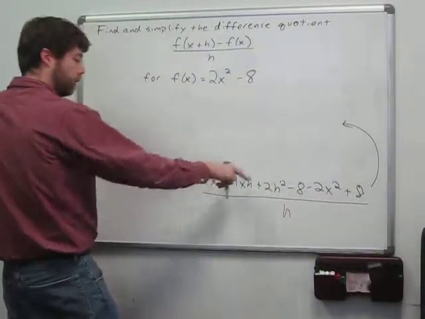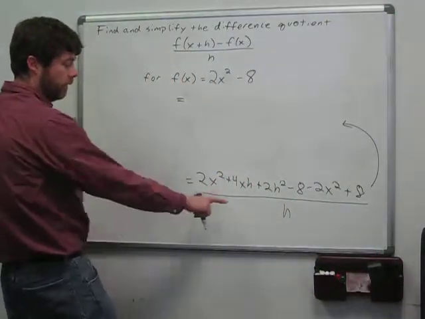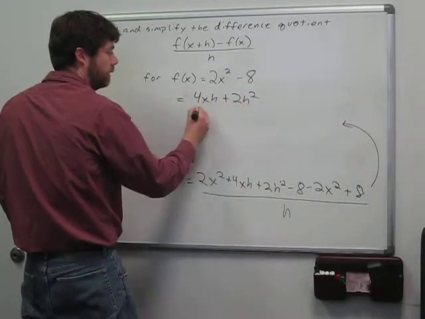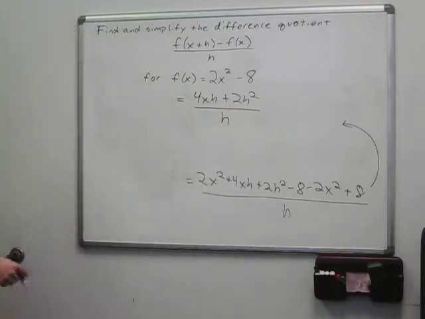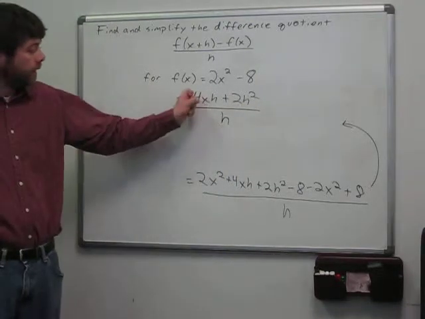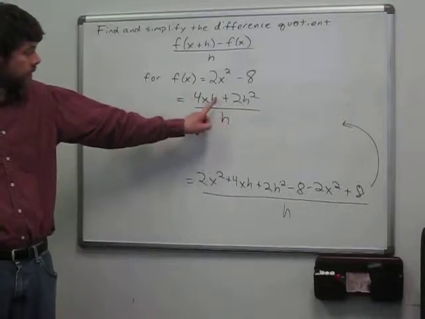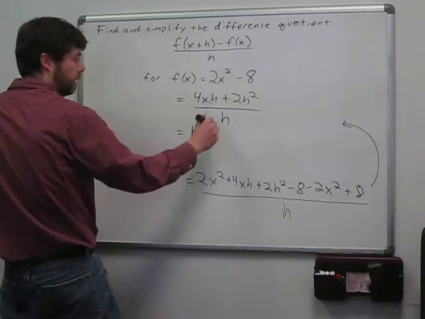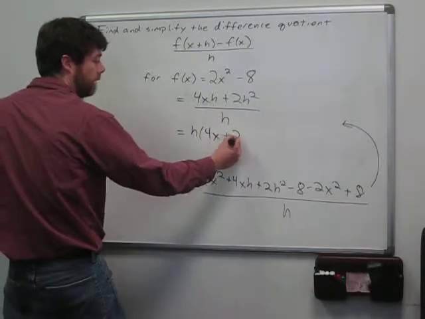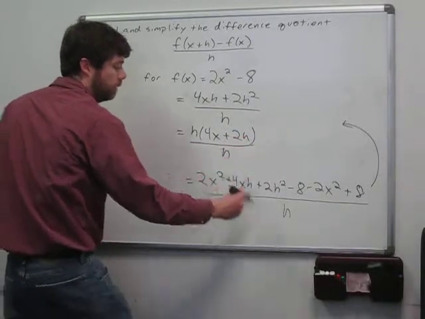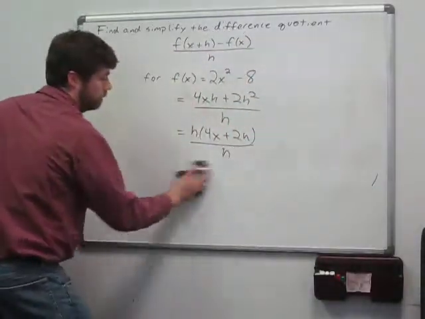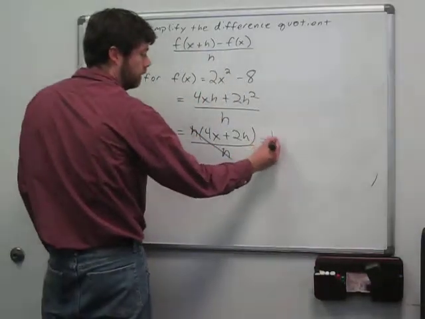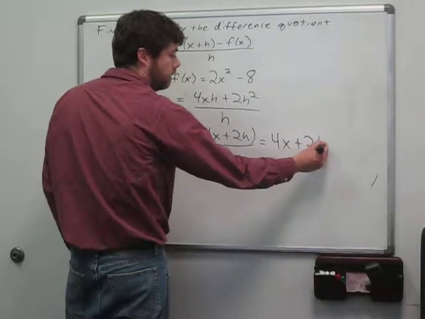Okay, so after we go ahead and simplify that numerator, we are left with 4xh plus 2h squared, all divided by h. And we can see that we're going to be able to cancel out this h because h is a factor of the numerator. We have an h in both of these terms, so we can factor it out. And after we factor it out, we can cancel these h's, and we're left with 4x plus 2h.